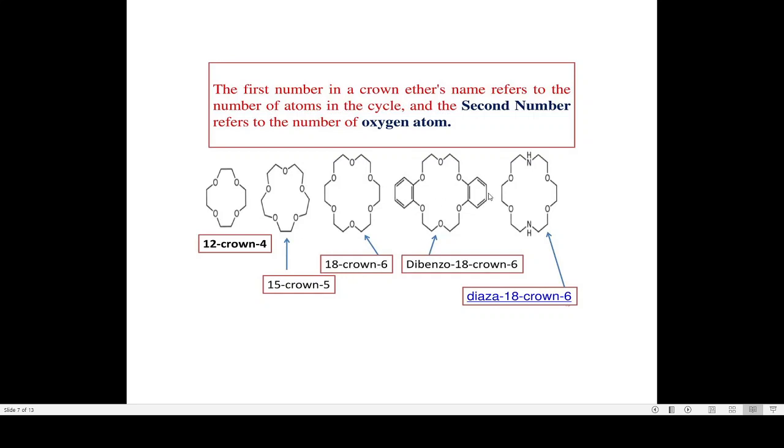Here we have 2 benzene rings, so we call it dibenzo. And here we have 18 atoms and 6 oxygen atoms, and hence the name dibenzo 18 crown 6. In the earlier slide, whenever we have a nitrogen, we add the prefix aza. Since we have two nitrogens, we call it diaza. The number of ring atoms being 18 and the number of oxygen atoms being 6, the name of this crown ether will be diaza 18 crown 6.